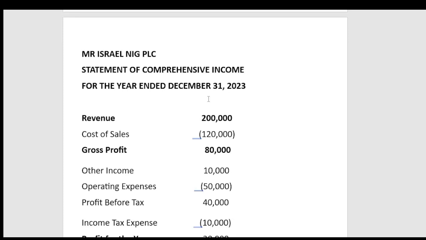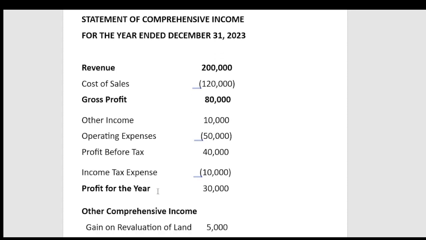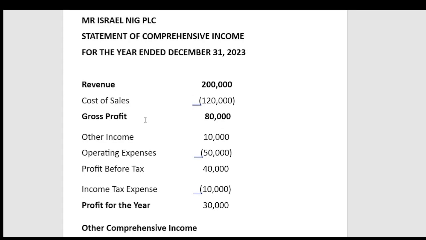Now, statement of comprehensive income. This is the format. You have your revenue, cost of sales. Here you see some notes. Other income, operating expenses, profit before tax, income tax. When you see some income statements, you might see some items that are not here. It's fine. This is just for tutorial sake, but it explains what it is. So this is how your statement of comprehensive income will look according to IAS 1.